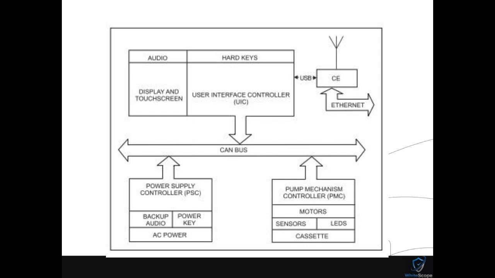And so when we start to work our way backwards, we can say, hey, look, here's the pump controller mechanisms: the motors, the sensors, LEDs, the cassettes. That talks over CAN. So if we can get on CAN somehow, we can probably start manipulating this pump controller. And one of the ways to get onto the CAN is by taking over the user interface controller, and it looks like we have some way to do that via either USB or Ethernet or a display touchscreen, right? So that's pretty important to understand, and that's what we're going to focus on here before we get to the next thing.